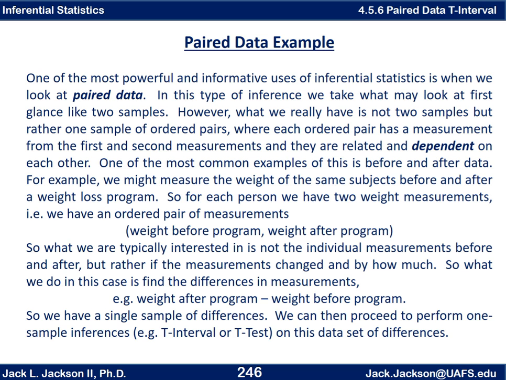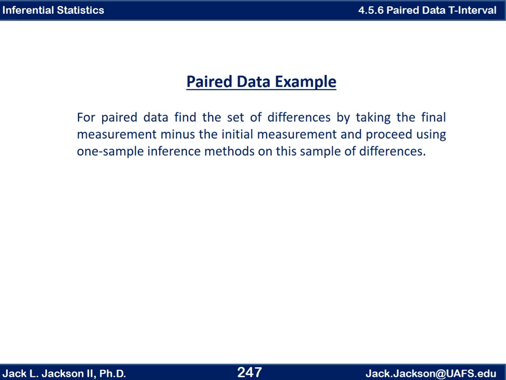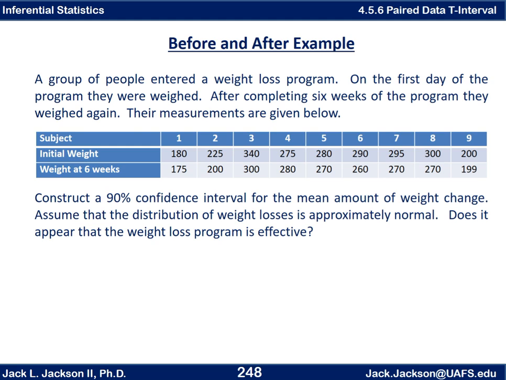What we end up with is a single sample of differences, and then we proceed to perform one-sample inferences like t-intervals, or later the t-test, for example, or z-interval or z-test on this set of differences. So let's look at an example, and let's review the big thing here again. For paired data, we find the set of differences by taking the final measurement minus the initial measurement and proceed using one-sample inference methods on this sample of differences. So it's really a one-sample test.